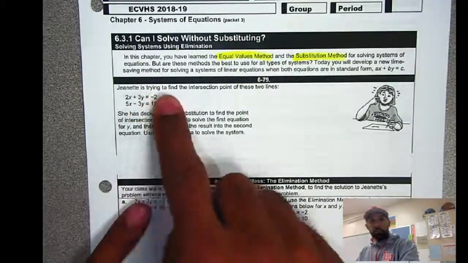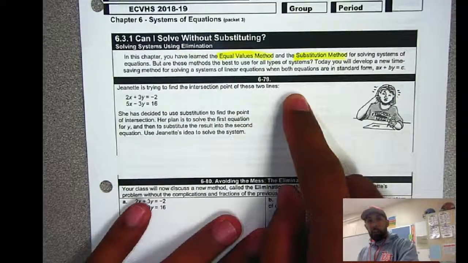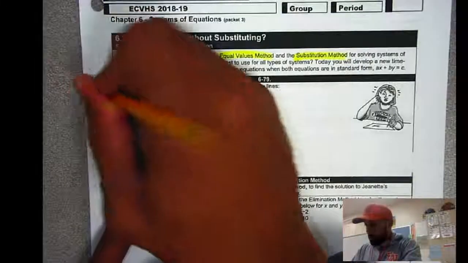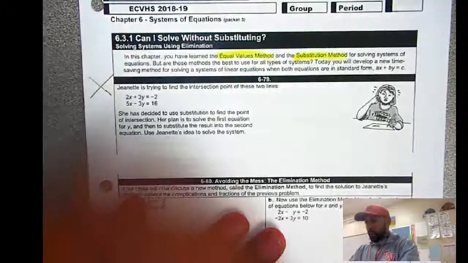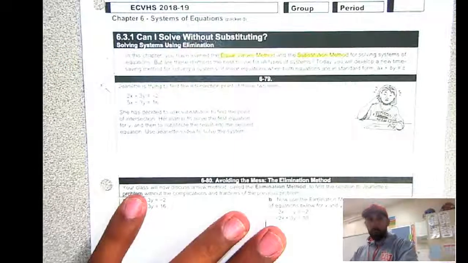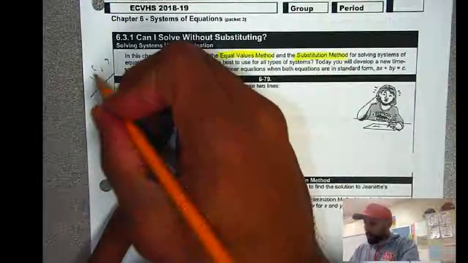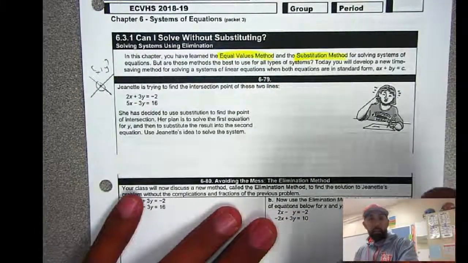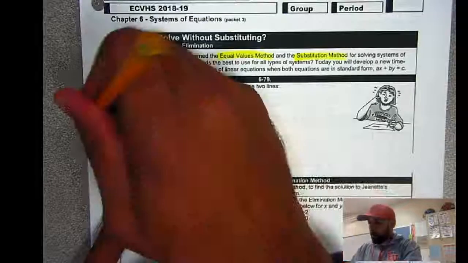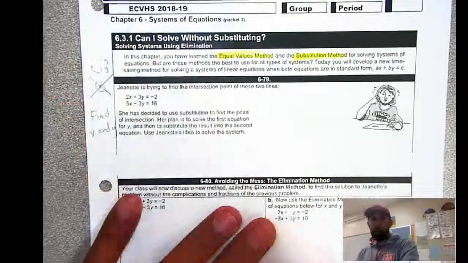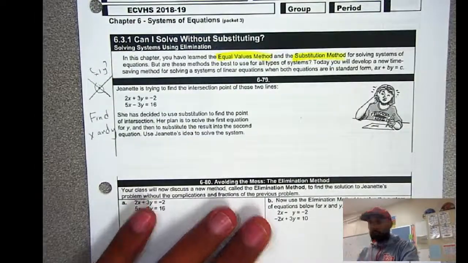So Jeanette is trying to find the intersection, a point, of these two lines. Now remember, intersection just means two lines that cross at some point, and that point where they cross is a solution, or a coordinate, like an ordered pair, where you get an x and a y. That's what we're looking for. You've got to find x and find y, and that's every problem. Find x, find y, two different values.